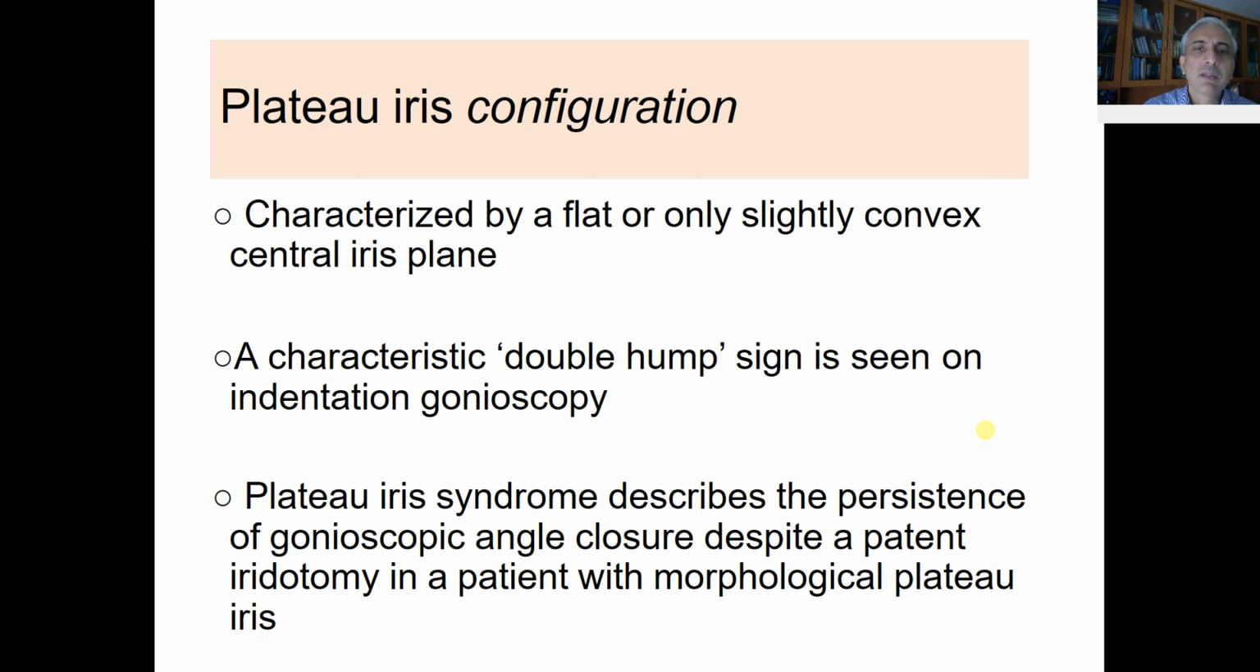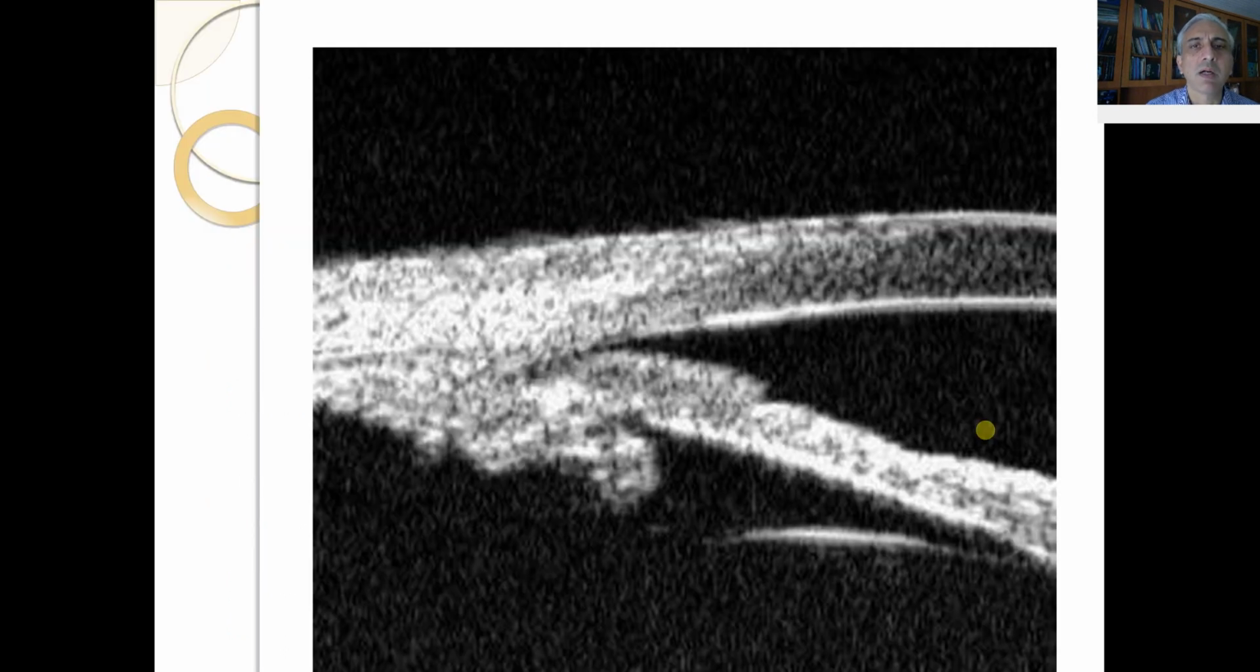The plateau iris syndrome describes the persistence of gonioscopic angle closure despite a patent iridotomy in a patient with morphological plateau iris. So this is something which is advanced. I'm just giving an overview about plateau iris. What you need to know at this stage is angle closure glaucoma. So if it is confusing you, you can just skip this part of the talk.